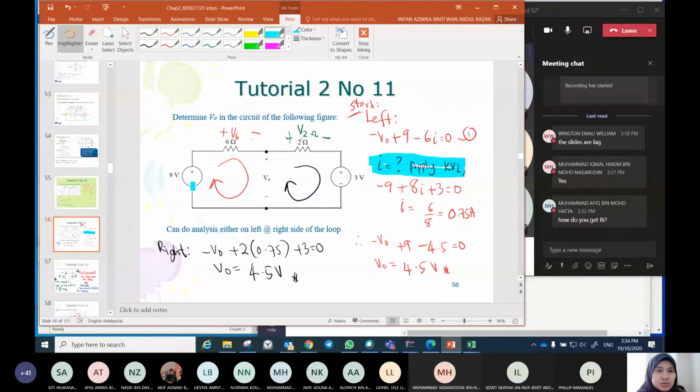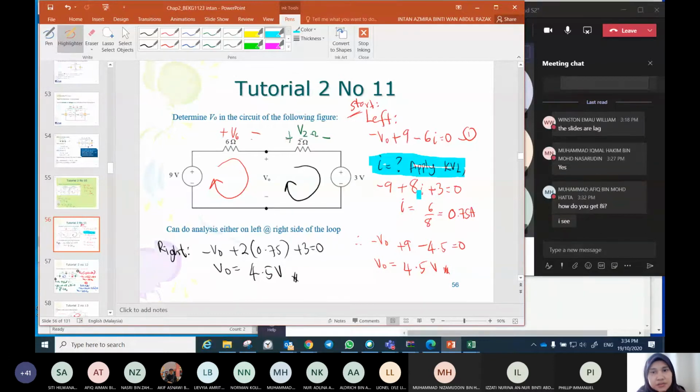I use the first sign, so minus 9 plus, okay, I just add 6 and 2 become 8 and then multiply with current. So 8I is the voltage, the summation of voltage drop across 6 ohm and 2 ohm. I just add it together, multiply with I because they share the same current. Okay, and then plus 3 and then no more, equal to 0, and I is equal to this.